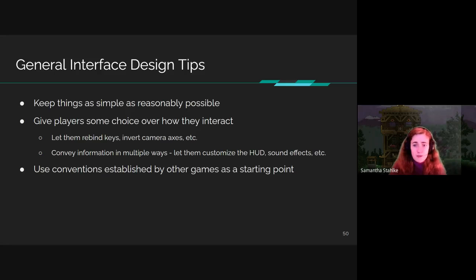Use conventions established by other games as a starting point. This is a big one, especially when you're starting out. A lot of these conventions exist for a reason. They're not all fantastic, but some of them are good. Use your judgment. Know that WASD is a very comfortable position for the vast majority of players to use for moving a character. And for those players for whom it's not comfortable, that's why you provide a key binding option.